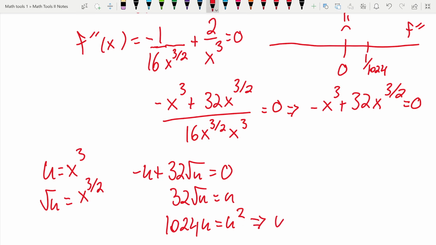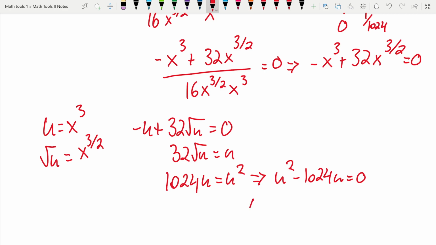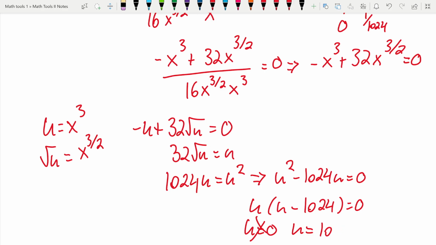So this would imply u squared minus 1024u equals 0. Factor u out. So u minus 1024 equals 0. So now u equals 0, which would imply that x equals 0. So we don't need to consider this part because that's not in the domain. Or u equals 1024. Okay.